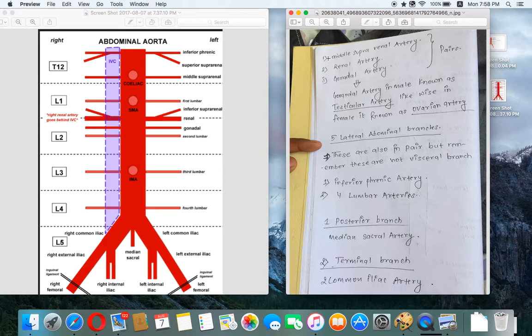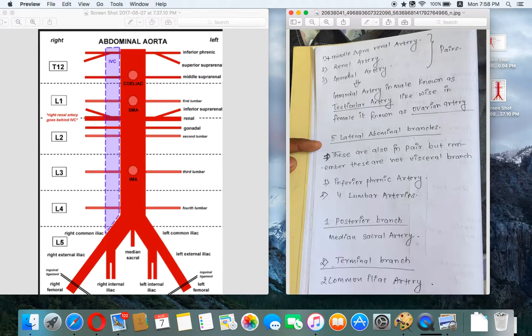So let us revise at first. We have learned about the abdominal aorta that lies between T12 to L4. Then we came to know about the anterior visceral branches, and that is celiac trunk, then superior mesenteric artery, and then inferior mesenteric artery. Similarly, we came to know about lateral visceral branches of abdominal aorta, and these are three in number and each are in pair.